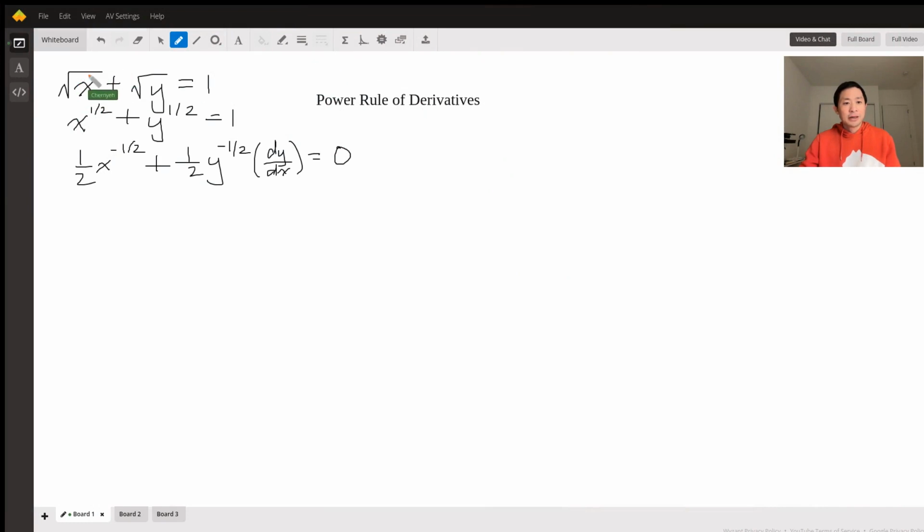So to start off, we have the square root of x plus square root of y equals 1, which is the original equation. And we want to find the second derivative of this equation here.